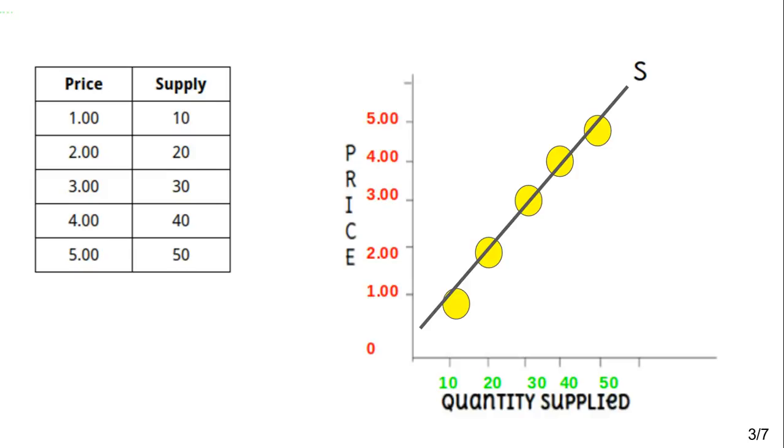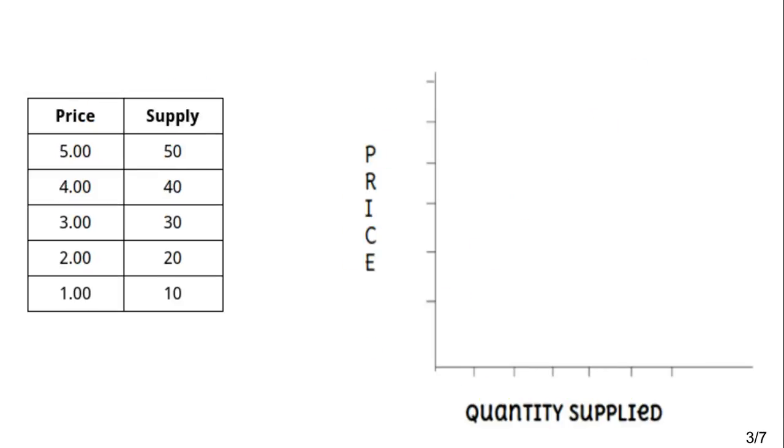Now, let's look at it if price were to fall. So price falls $5, $4, $3, $2, $1, and supply is falling too, 50, 40, 30, 20, 10. So let's look at what that supply curve looks like. Again, let's label our price axes and our supply axes. Remember, please pause the video if you're having trouble keeping up. You can also rewind it if you're having problems.